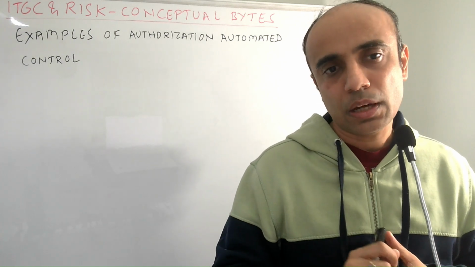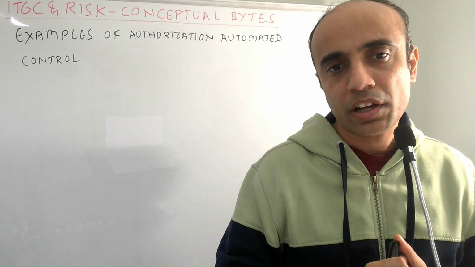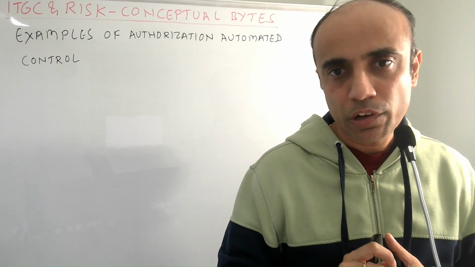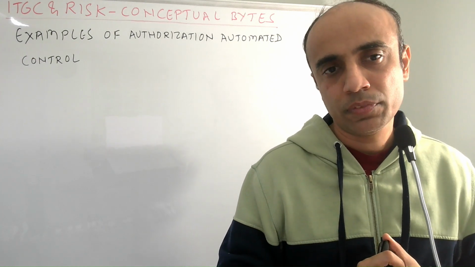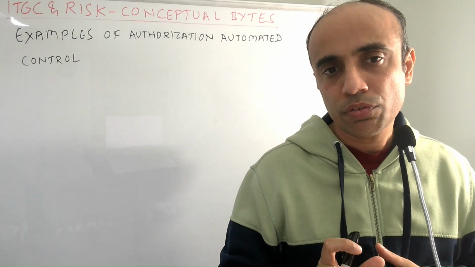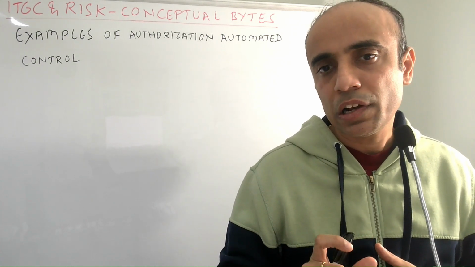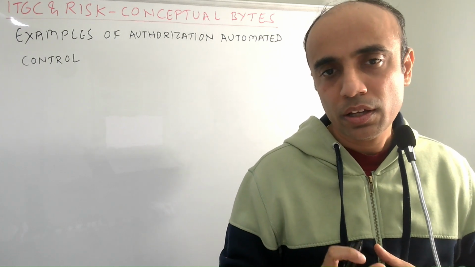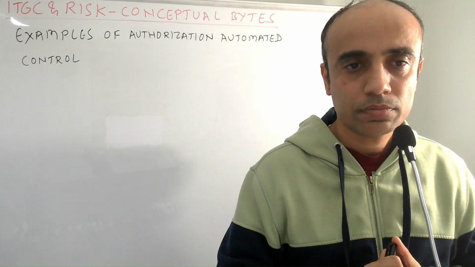And the last example is a banking application requiring dual independent approvals for high value wire transfers, a very common scenario in any bank. So this enforcement of dual independent approvals for high value wire transfers by the application in an automated way is an example of an authorization automated control.